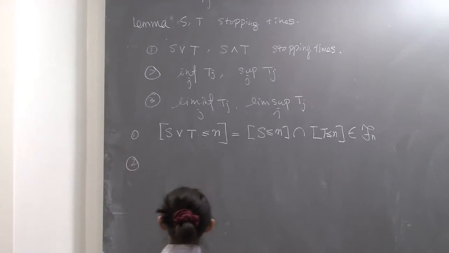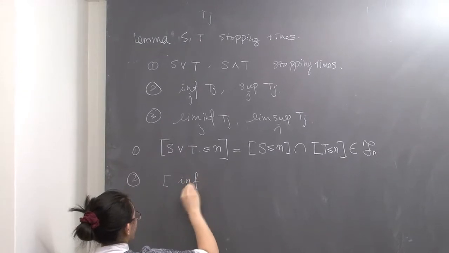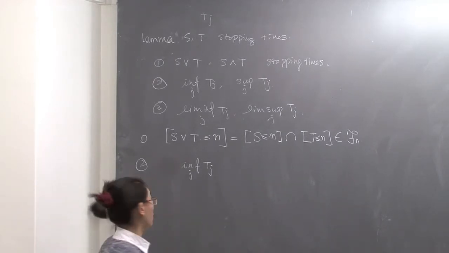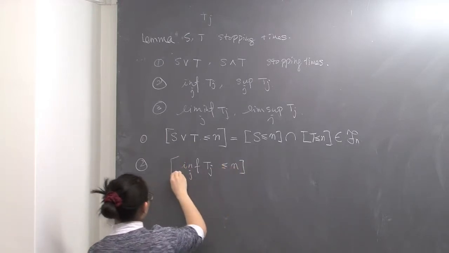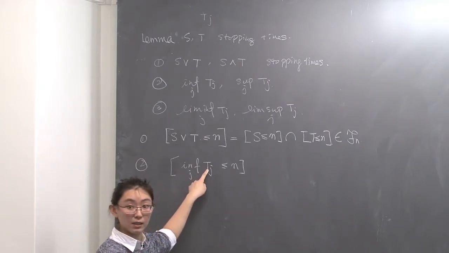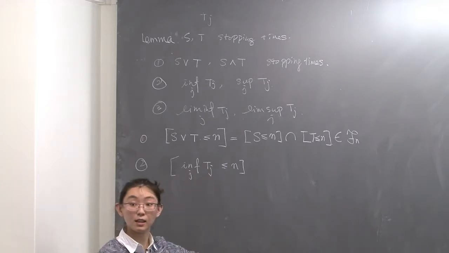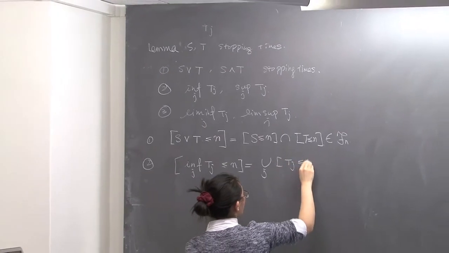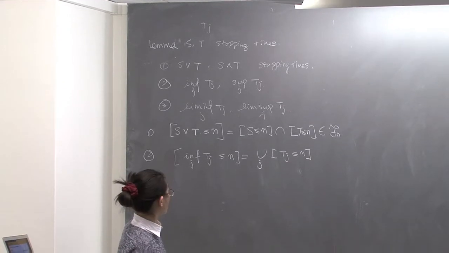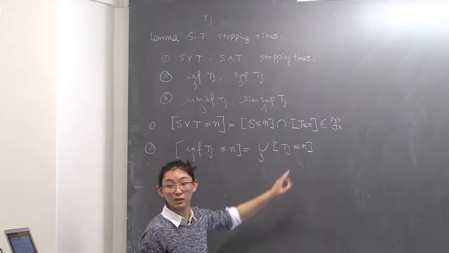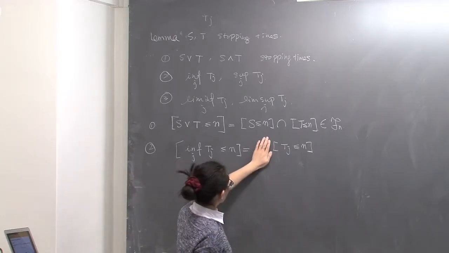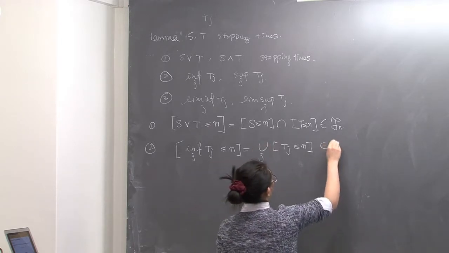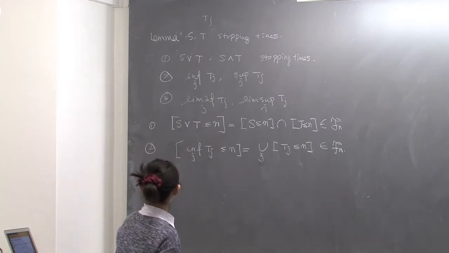Okay, so the inf of this sequence is also a stopping time. In order to check that the inf of all these stopping times is a stopping time, we only need to check the event that it is less than n. Just to recall, this T_j only takes values in the integers. So the inf of the sequence T_j being less than n means that there must exist one that is less than n. This is equivalent to saying that at least one of them is less than n. For each event T_j less than n, since T_j is a stopping time, it is contained in F_n. And then the countable union of them is also contained in F_n. So this shows that the inf of this sequence is a stopping time.